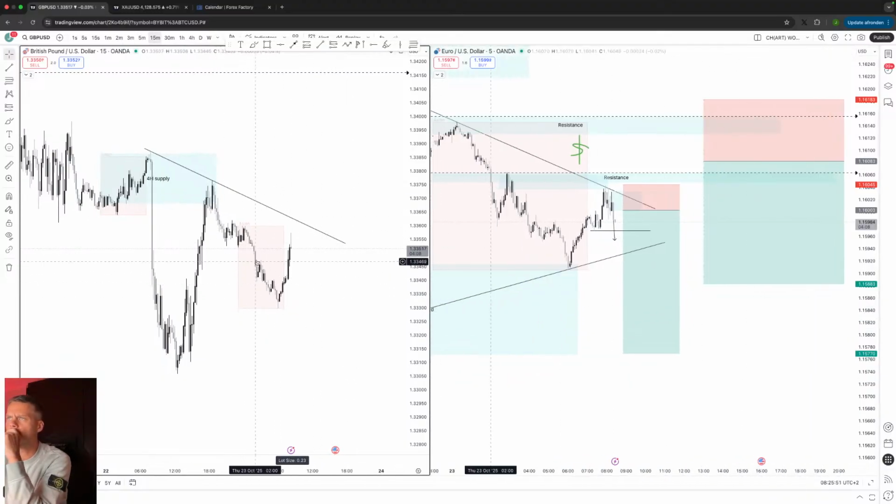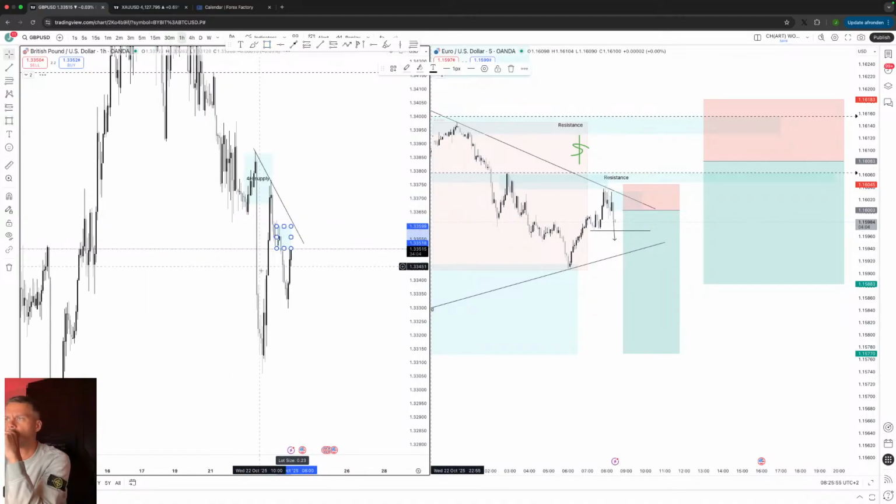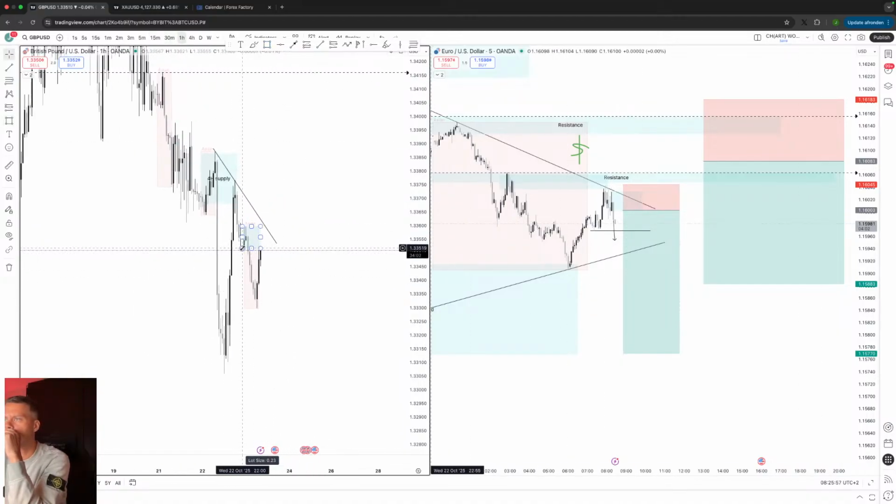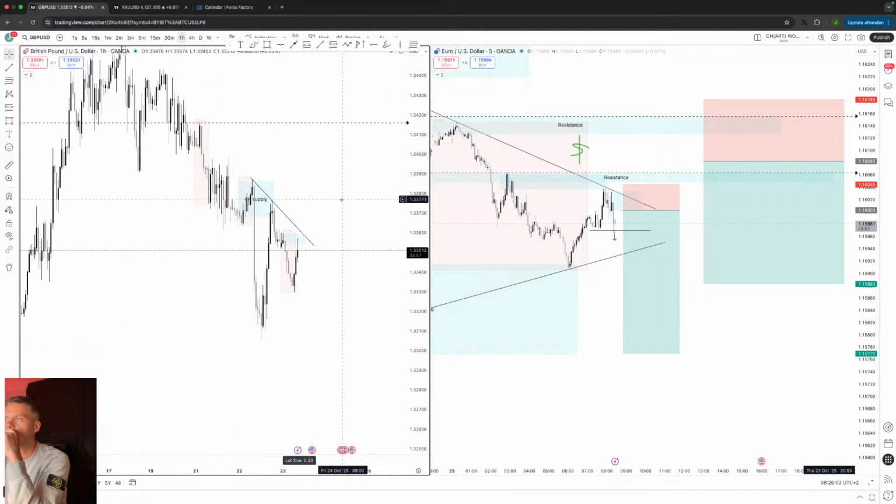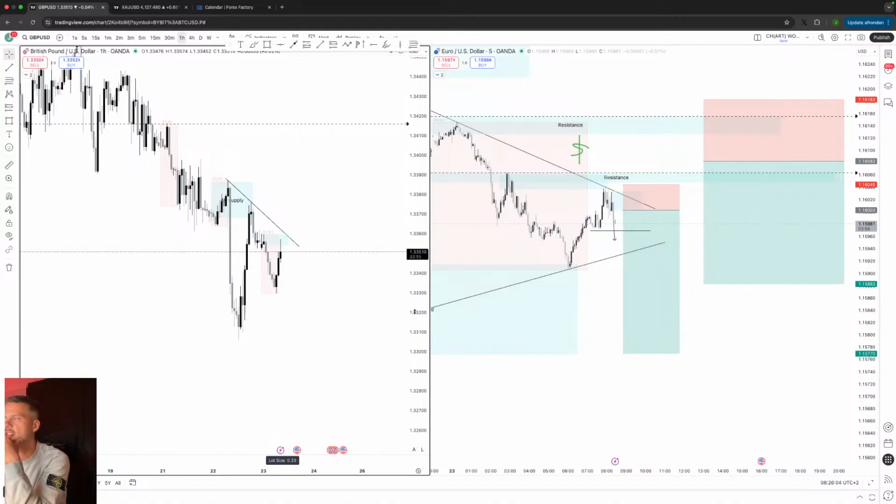You can also see that GU is coming into this area. Let's see if that's a one hour area of supply. Yeah, one hour area of supply, as you can see. And look at this. Do you think that the market is making it this easy, right?